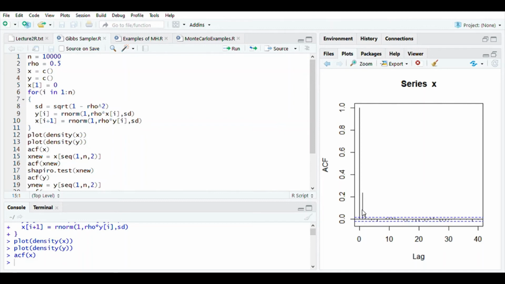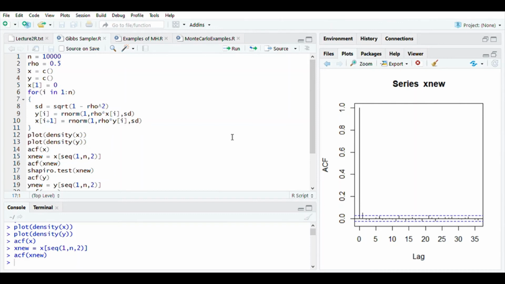So what we can do is consider every second observation: the first observation, third observation, fifth observation, and so on. What will happen if we filter out the rest of the values and consider these new observations alone? So x new I have taken like this. So the ACF of x new, as you can notice, now it is gone.